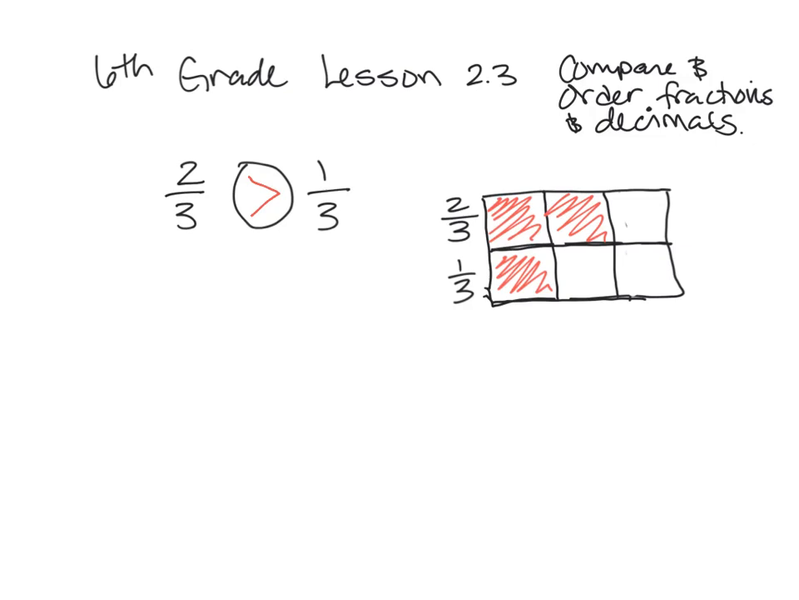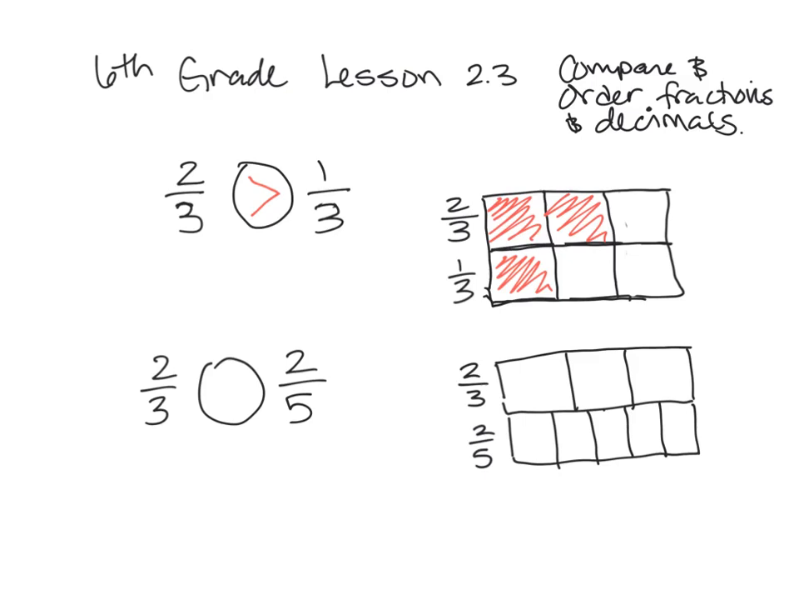Sometimes, if the denominators are different, but the numerators are the same, you can compare those. And here's what I mean by that. Here I have 2/3, and here I have 2/5. These denominators are not the same, so generally when I see that, I think, oh, I can't compare them until I get a same denominator. However, my numerators are the same.